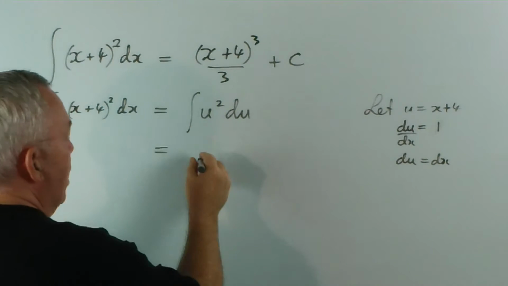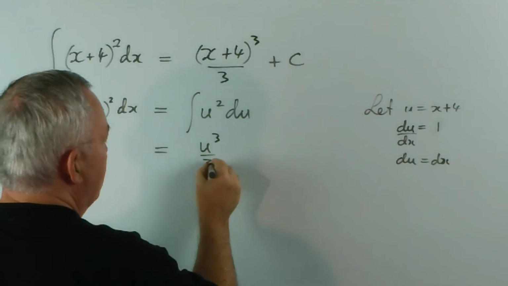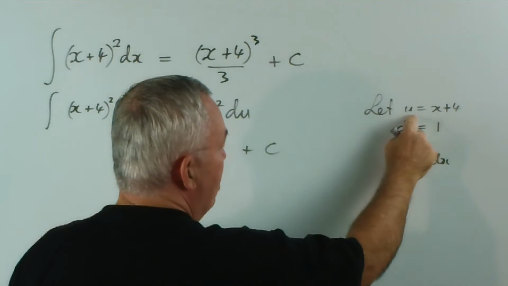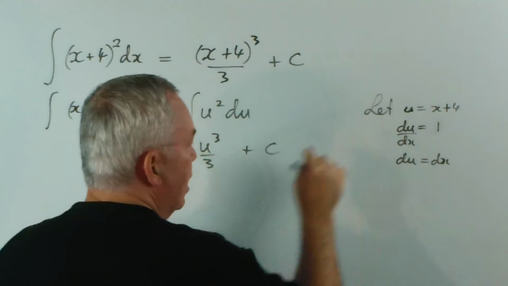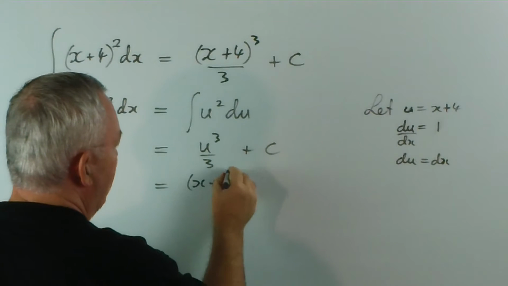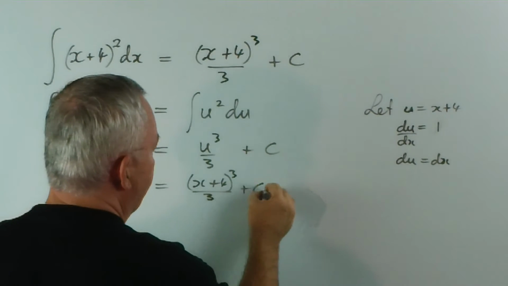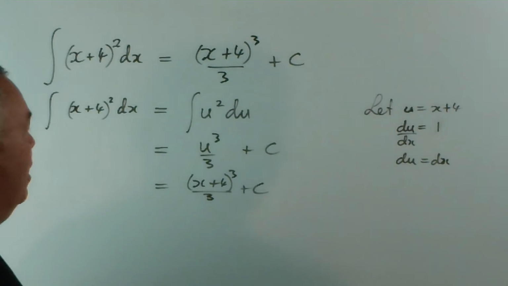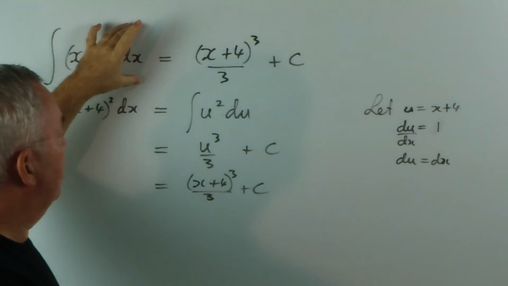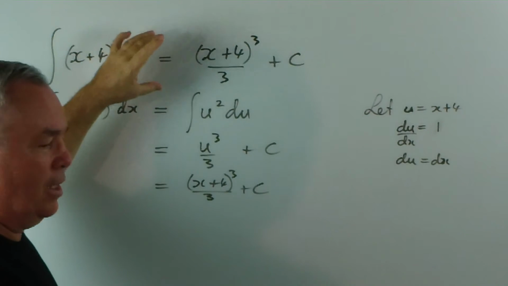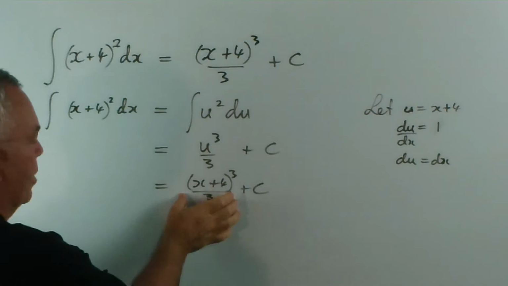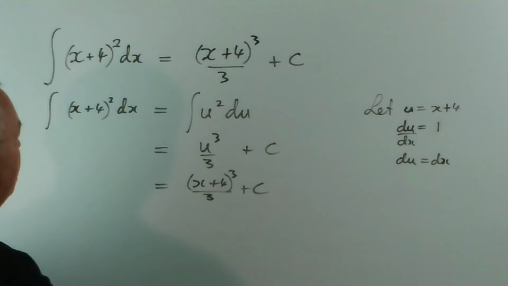The integral of u squared is u cubed on 3, and substituting back in, because u is worth x plus 4, it's x plus 4 cubed on 3. That's our second method. In a way, what we did here is use the substitution technique or method, but without actually performing the substitution. You can see the result matches quite exactly.